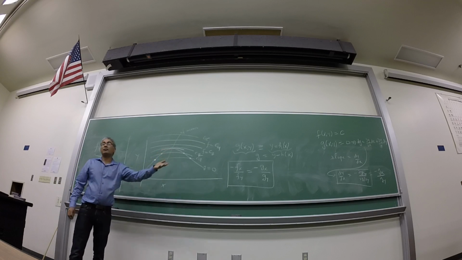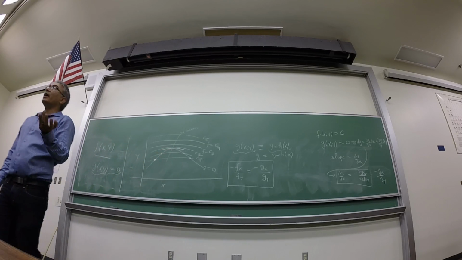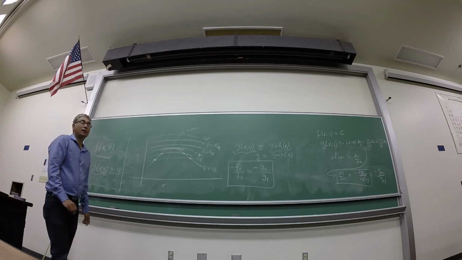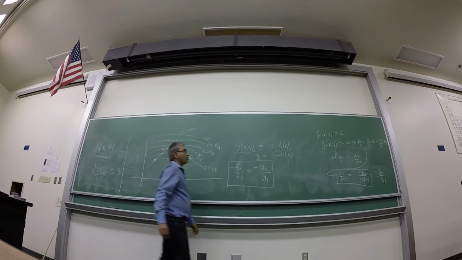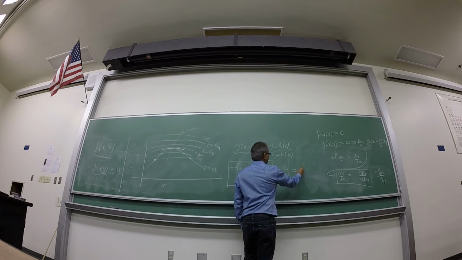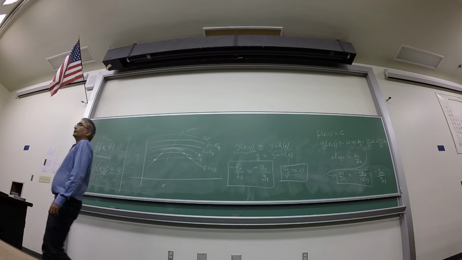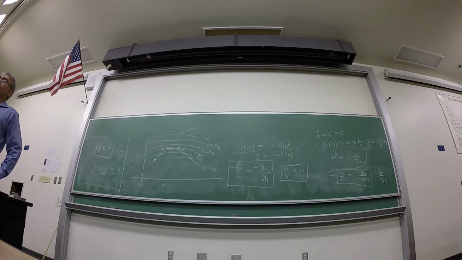We are marching where? Our constraint is g equals to 0. So that's the second equation, right? The constraint. The second equation is g equals to 0. Right? Yeah?